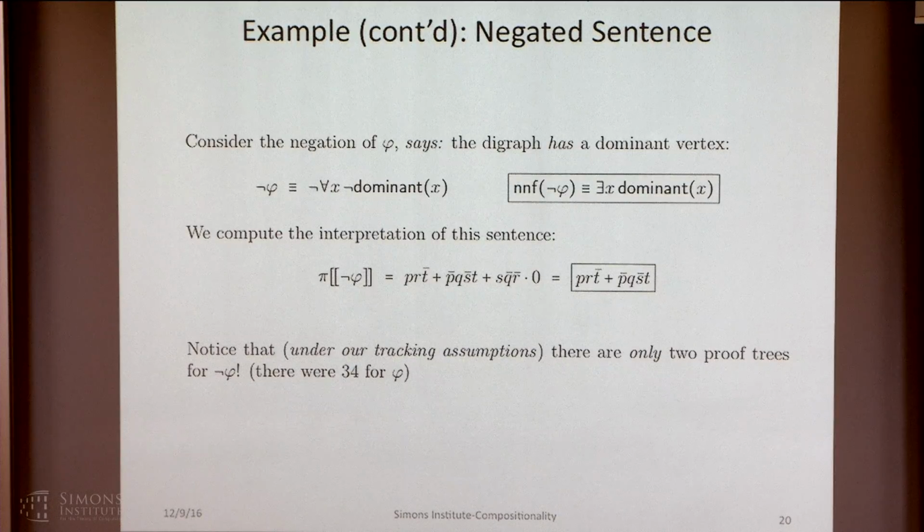skip. And let me also compute the provenance, because I need it for an example, of the negation of that same sentence. Namely, there exists a dominant vertex. This one is a lot simpler. It just has two monomials. There are only two ways to prove that in fact there exists a dominant vertex. This one makes A dominant, the vertex A, and this one makes the vertex B dominant. There's no way to make vertex C dominant under those tracking assumptions.